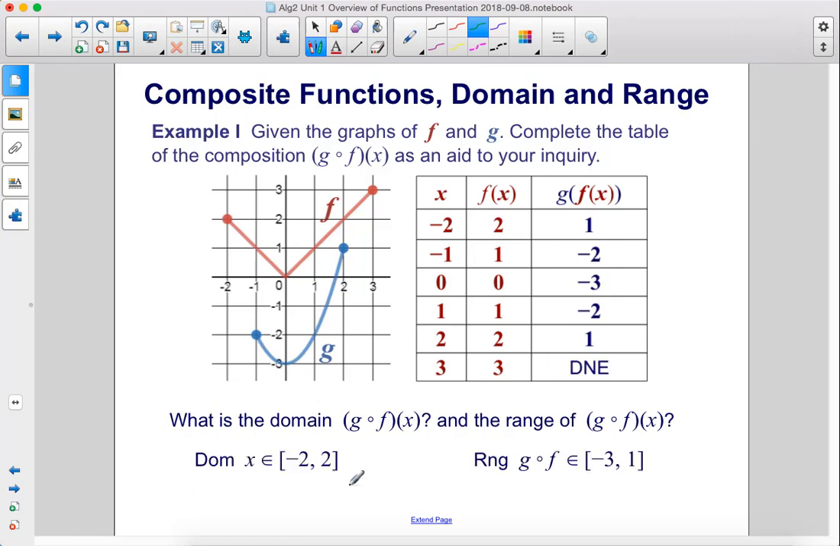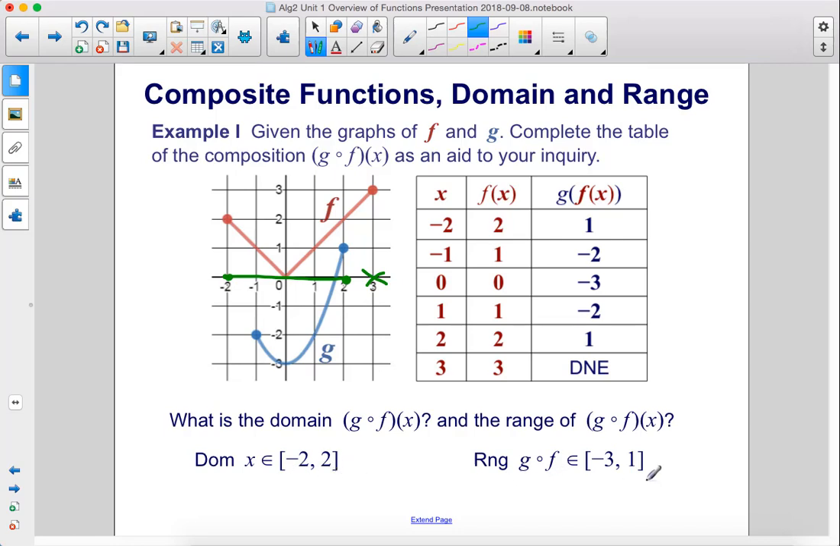Okay, so the domain of g of f of x is going to be all of the values of x that do map to values of g of f of x. We have -2 all the way through +2. From here to here, they have values that when you plug these x values into f of x, we get these inputs, and these map to outputs. You can see here that 3 does not map to a value in g of f of x, therefore we cannot include 3 in our domain. So from -2 to 2.